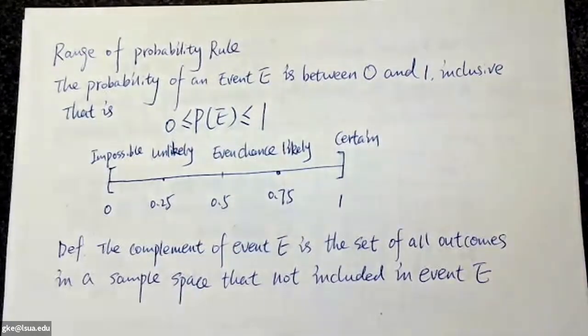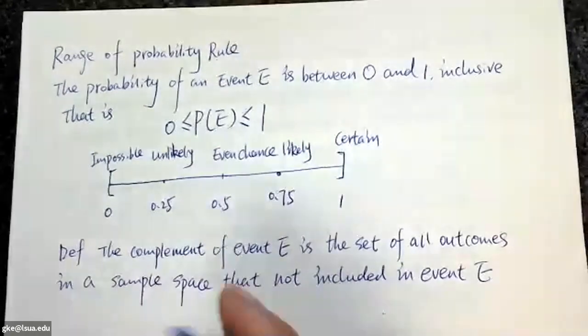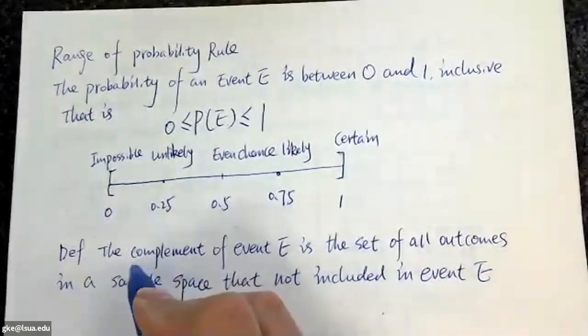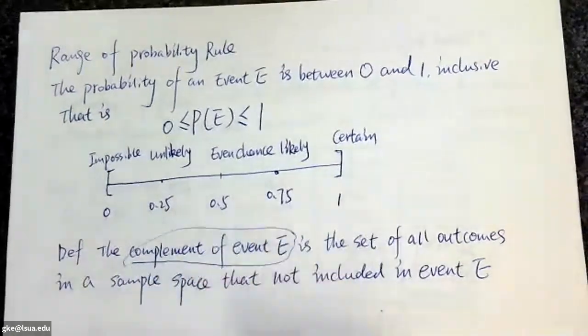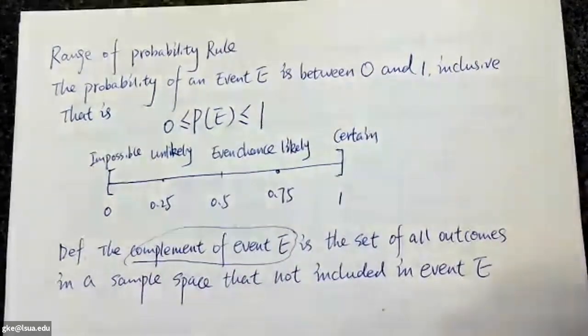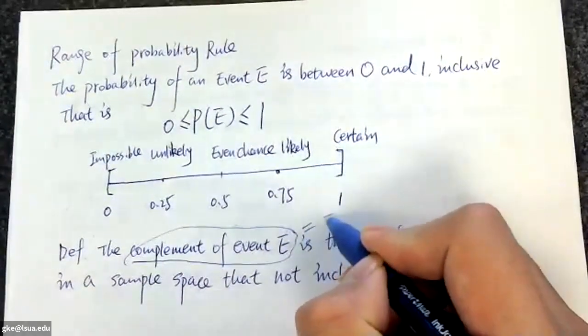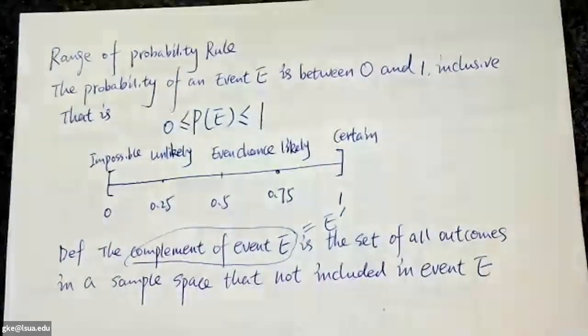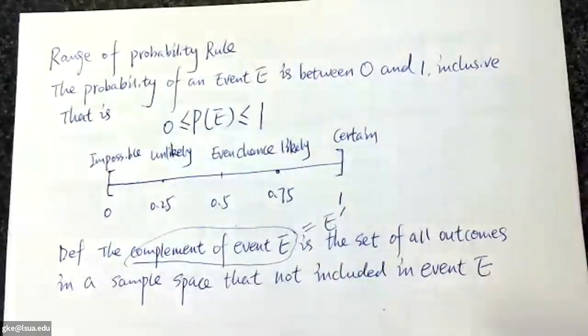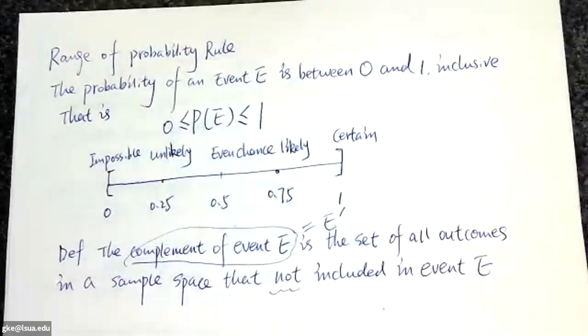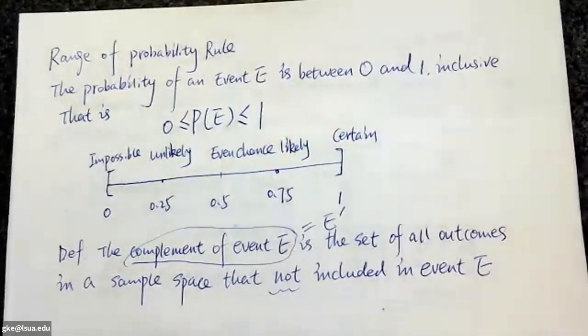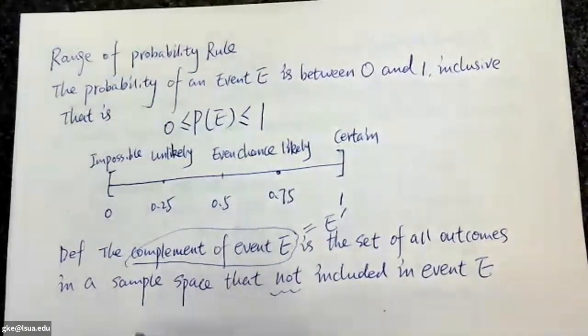Okay, so usually we denote the complement of event E as E prime. Okay, E prime, and this one, be careful, is not included in event E. So we can draw a picture, okay? We can draw a picture.